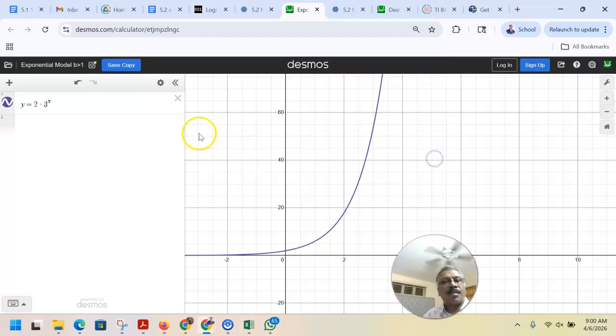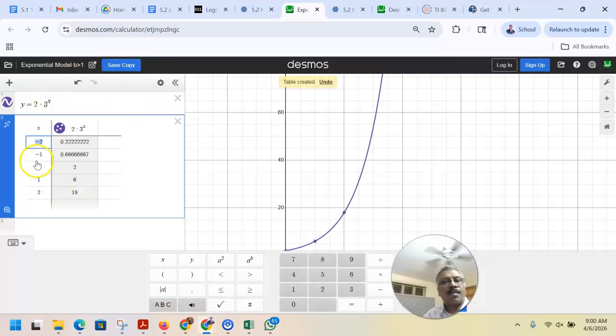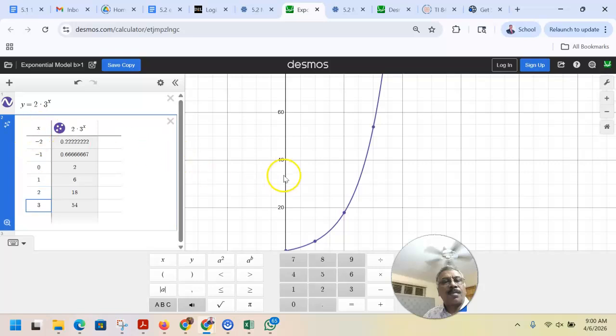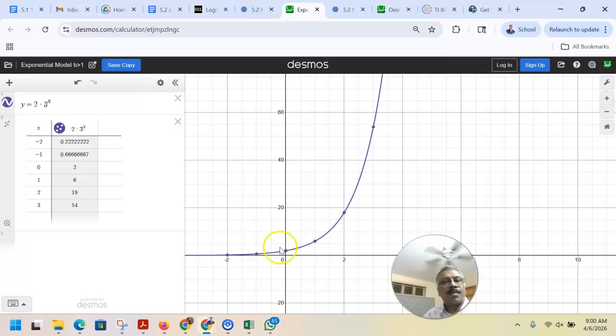There it is. And if you want to add a table, you can see all these points from -2, whatever the point is. I have 1, 2, 3, and I can put another 1, 3. Okay, so these are the points. 3 is 54, 2 is 18, 1 is 6, 0 is 2, and like that. And that's 2/3. This part is that 2/3. Remember? So hope that helps.